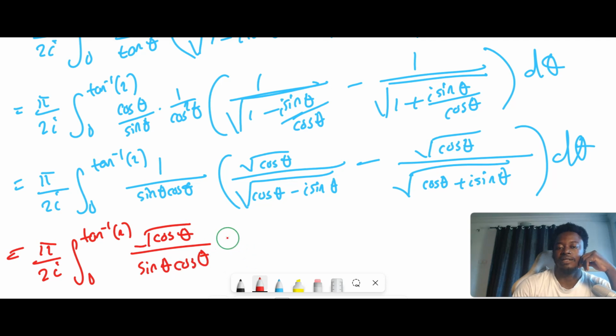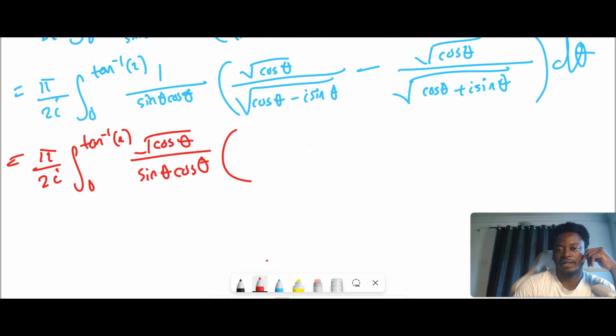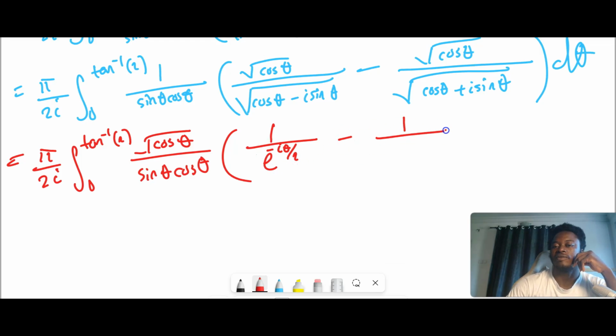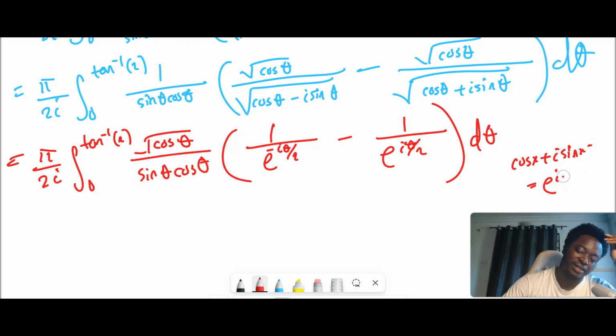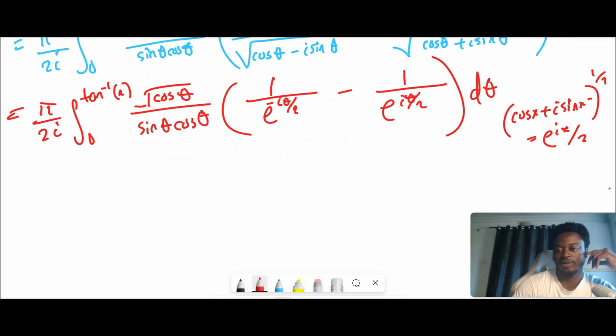cosine theta. Then at the very bottom here, this will be 1 over e to the negative i theta over 2 minus 1 over e to the i theta over 2, because I already explained here that cosine of x plus i sine of x equals e to the ix, and when you take the square root, it will equal e to the ix over 2. So we don't need to worry about that.